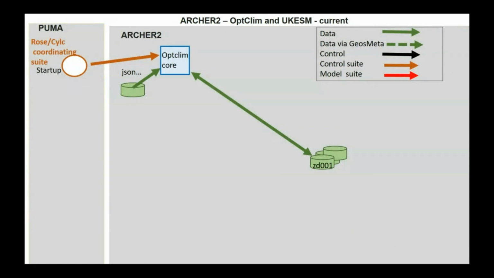It was called GeosMeta, which we'll come to in a moment. So we have now got on Puma an extra coordinating suite that just causes the startup to happen, causes the OPTCLIM software to run. It makes a few specific parameter sets, and for each of them, they're written into one of these interface directories.